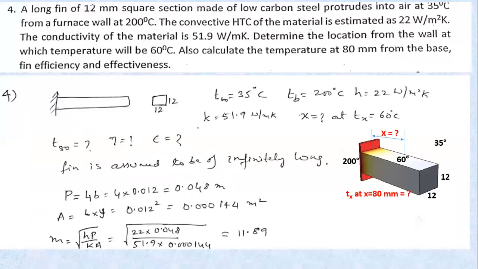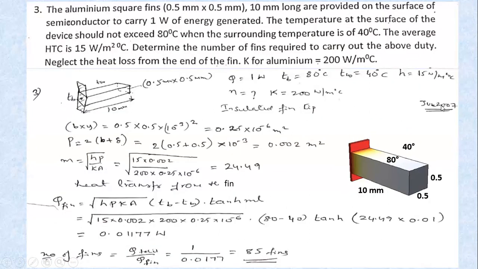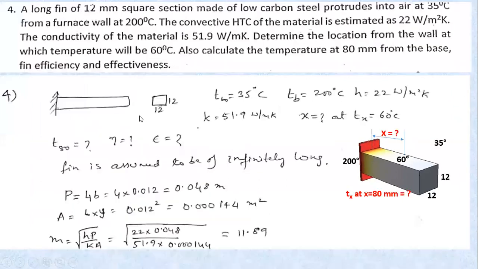Now, the next problem: a long fin of 12 mm square cross section. Again, this fin has the same square cross section of 12 mm by 12 mm, made of low carbon steel, and protrudes into air at 35 degrees centigrade from the furnace wall at 200 degrees centigrade. The furnace wall is 200 degrees centigrade.